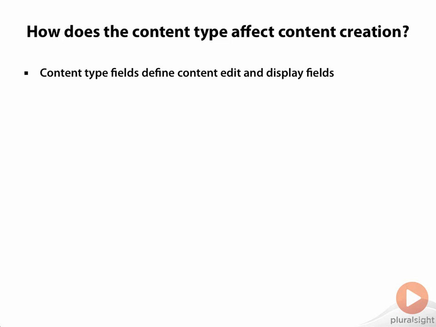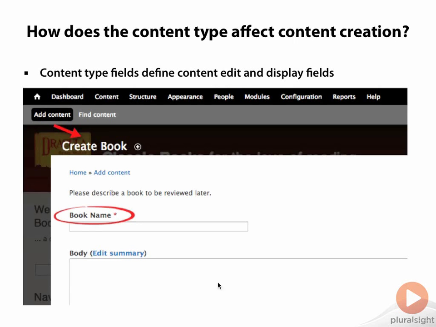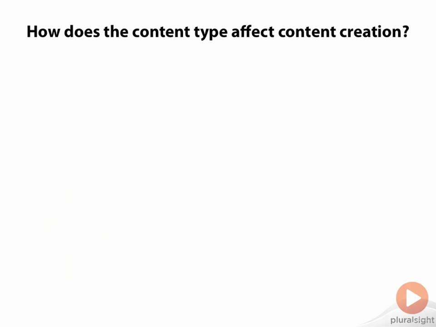The fields we define for a content type determine the fields that we see when we edit and display that particular node of content. So in the case of our book, we would end up with a book name and a body field by default. Later we'll see how we can add additional fields and control their display on the edit forms and in the display of an individual node.